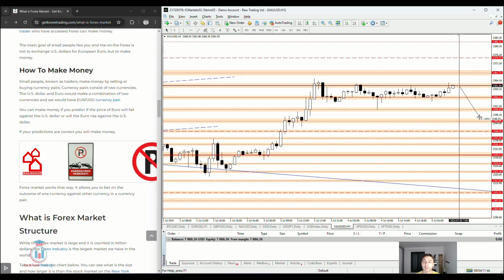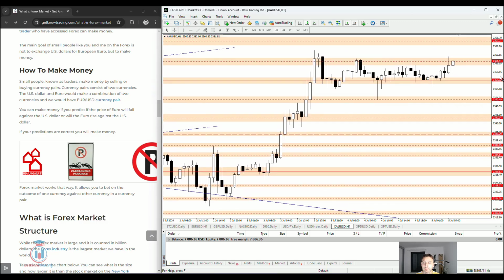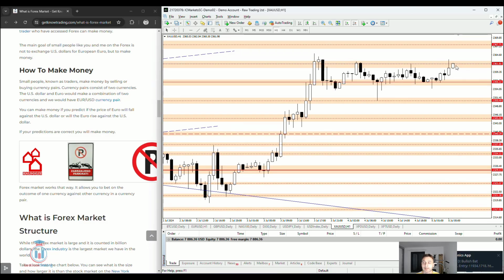Now, how to make money? In order to make money on the Forex, you need to precisely define where the price will go. If you define the price will go up, then you will make money. But if the price goes down, but you have defined it will go up, then you will lose money. How does that work? Now let's take a look here. In my case, for example, I will define that the price will go up.